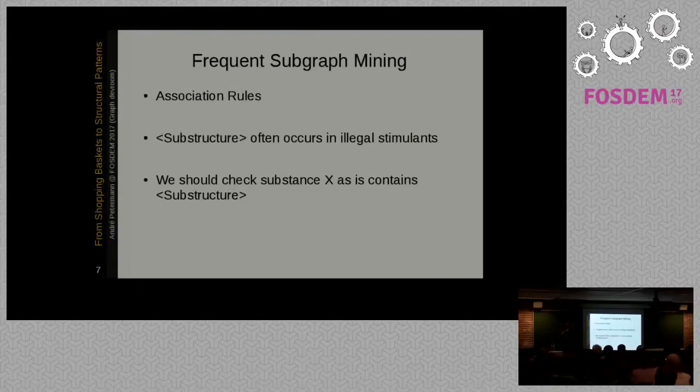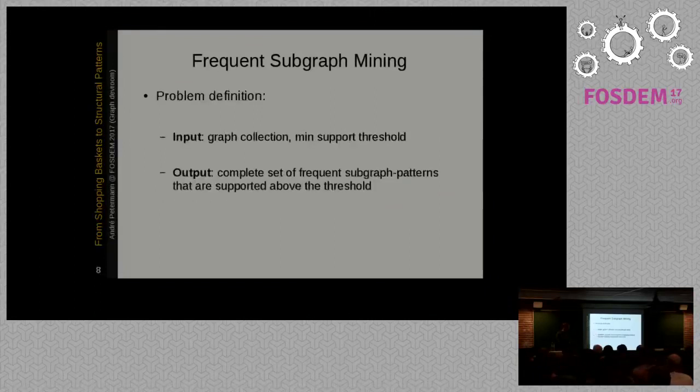For example, if we know that a substructure often occurs in illegal stimulants, and we have an unknown chemical substance which contains a substructure which is known to be often part of illegal stimulants, we can have a look at this substance, maybe it's a candidate for a new illegal stimulant. I don't know if this example makes sense, but I hope you got the idea.